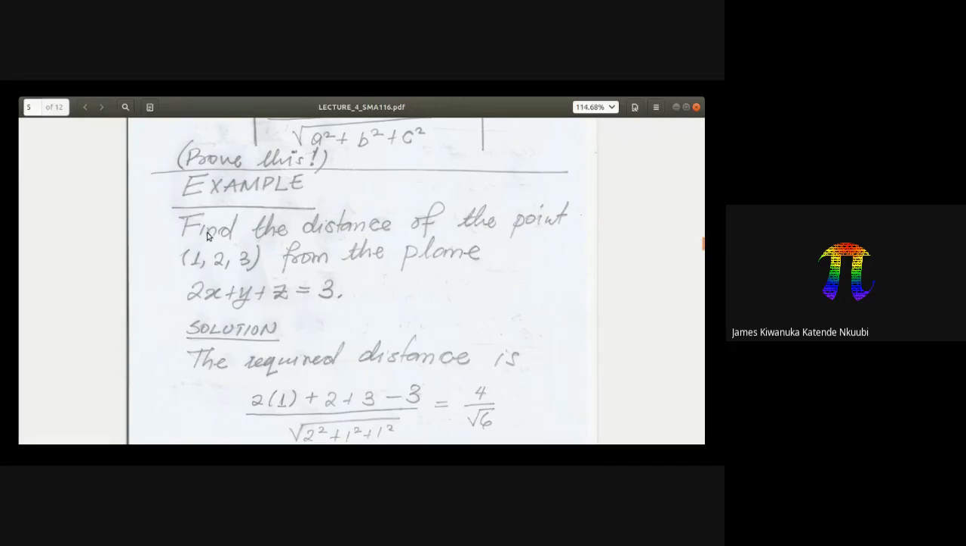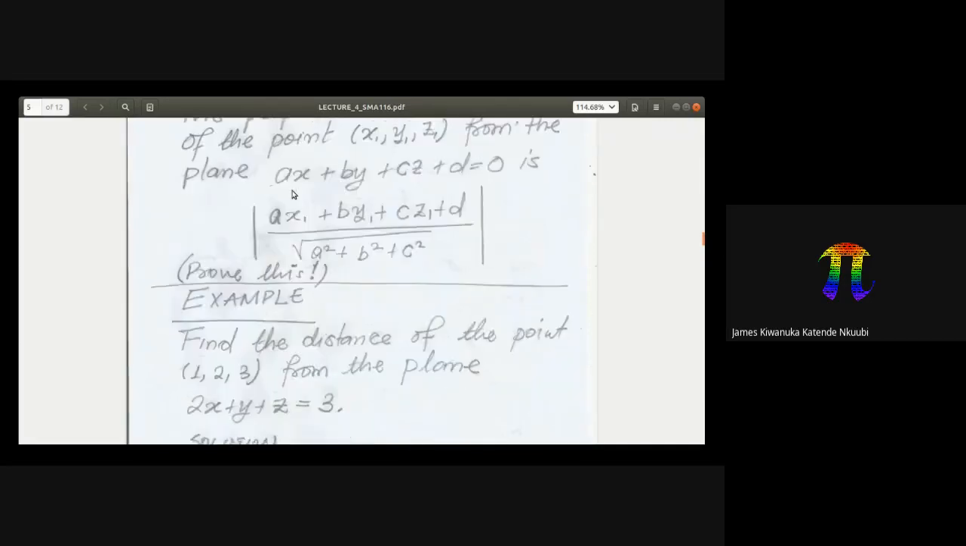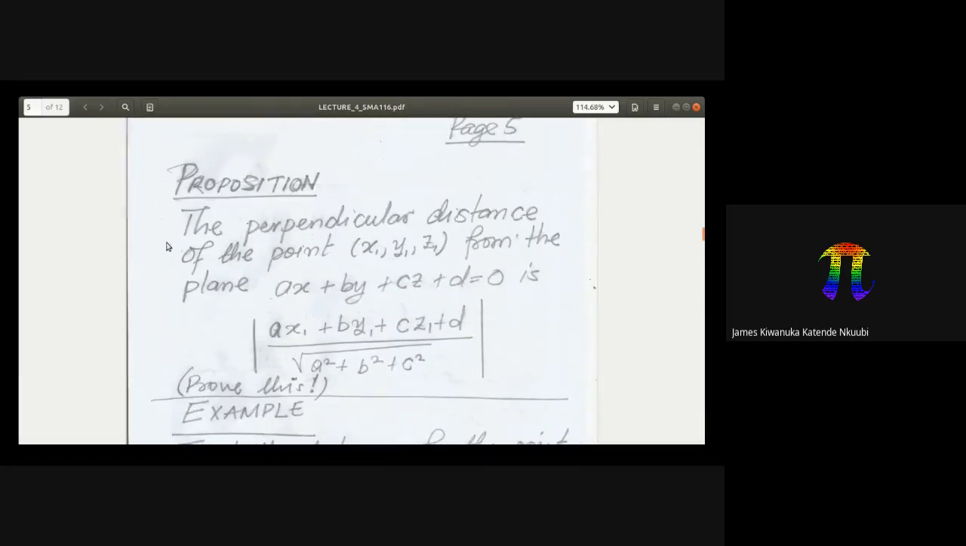So here's an example. It says find the distance of the point 1, 2, 3 from the plane 2x plus y plus z. Before we do that, I think there's a formula I've skipped. The perpendicular distance of a point (x1, y1, z1) from a plane ax plus by plus cz plus d is equal to 0 is simply given by this formula. I've left it as an exercise for you to try and prove this.